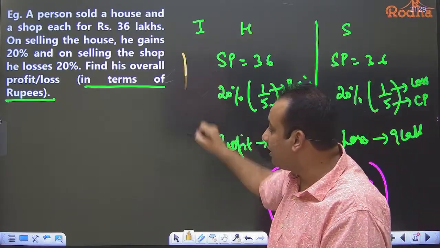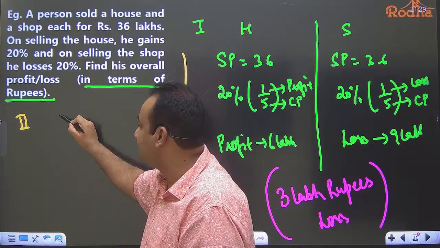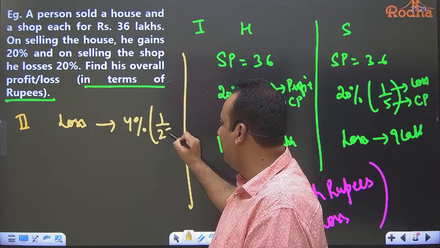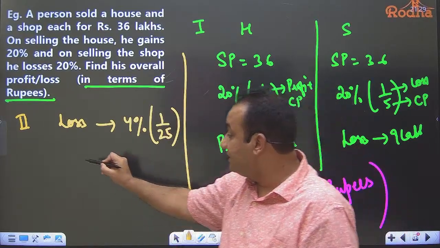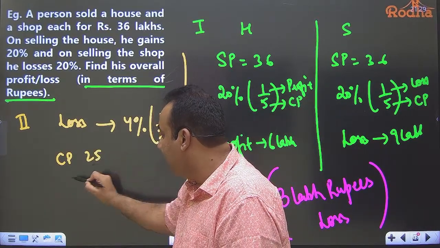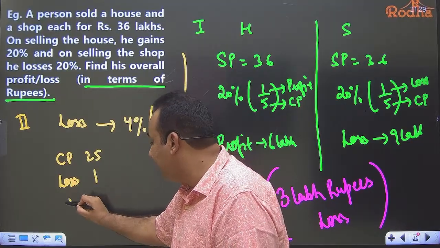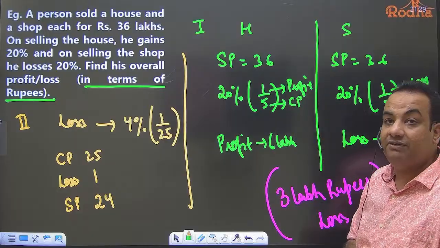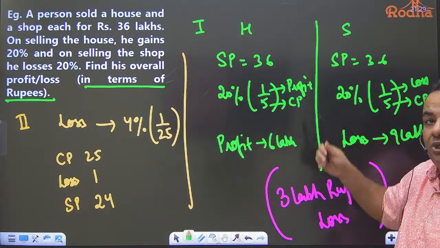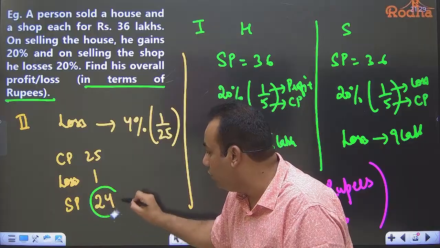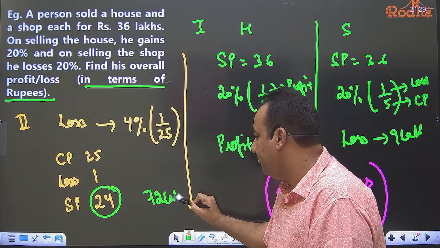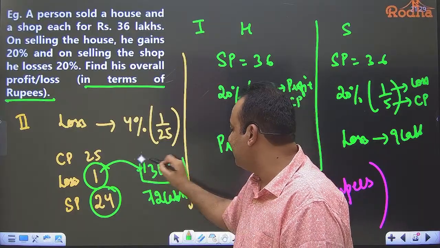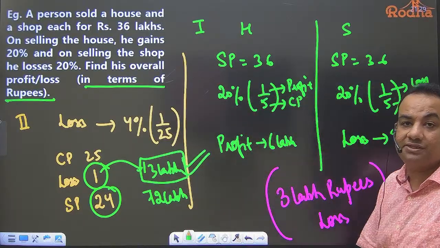If you want to use that logic, what you can do? You know that there is a loss of 4%. Yes, it is correct. Loss of 4%. 4% means 1 by 25. It means if CP is 25 units, then loss is 1 unit. It means selling price is 24 units. Now, please be very careful. In the question, it is given that he sold house and shop together for 72 lakhs. So, 24 units is 72 lakhs. So, 1 unit is how much? 3 lakhs. So, here also you can say the answer is 3 lakhs. So, the correct answer for this question is 3 lakhs.